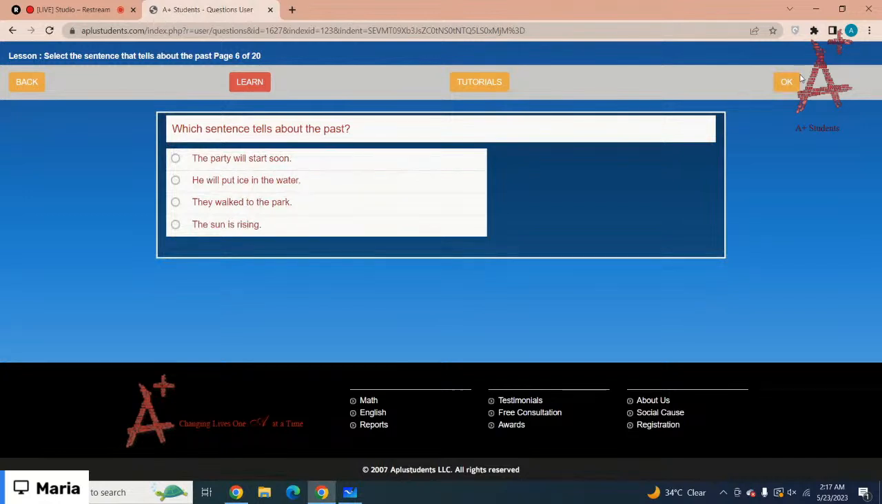Which sentence tells about the past? The party will start soon. He will put ice in the water. They walked to the park. The sun is rising. So, which is the correct option? It would be they walked to the park. Option number 3 is the correct option. The one with the ed is the correct option.